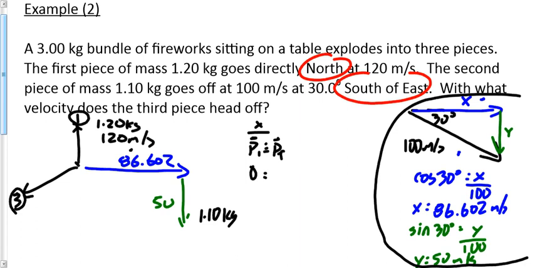We got 3 objects afterwards. M1 V1F plus M2 V2F plus M3 V3F. Man, it would be nice if those masses were all the same because they could cancel, despite the fact that there's a 0 on one side. They're not, though. What's V1F, the x component here? Ed? Yep, 0. It's all on the y-axis, right?